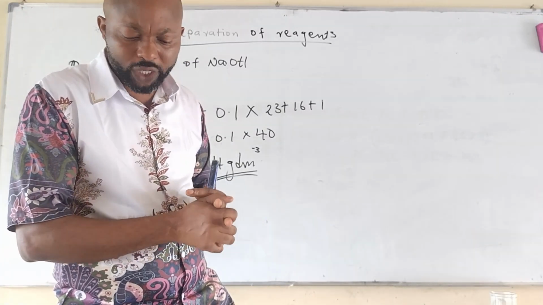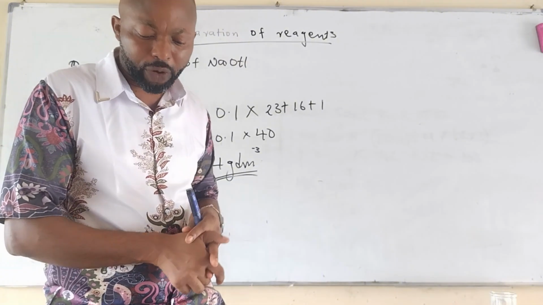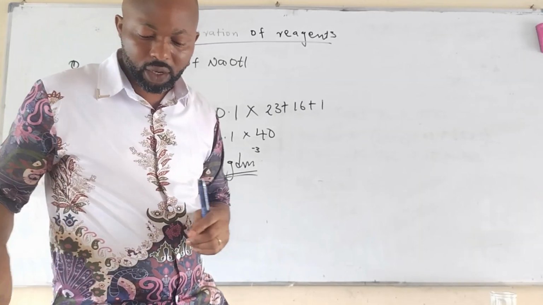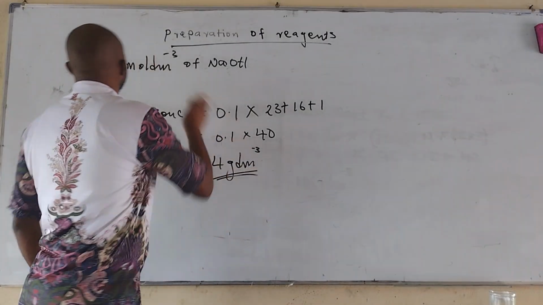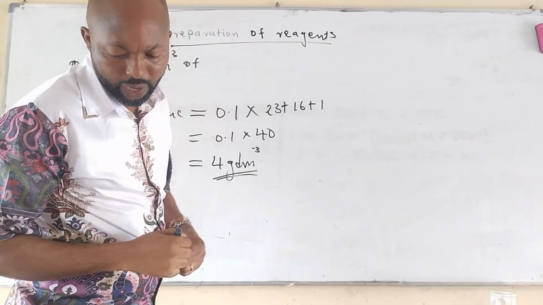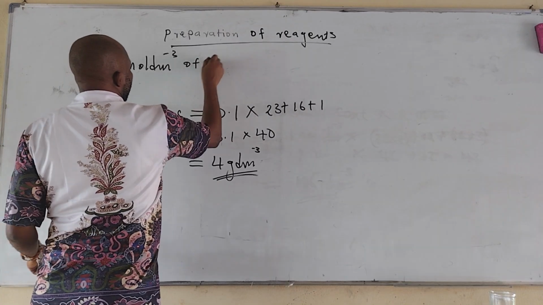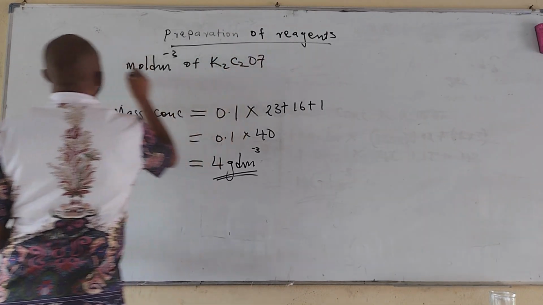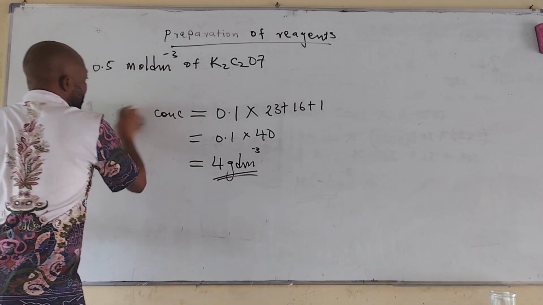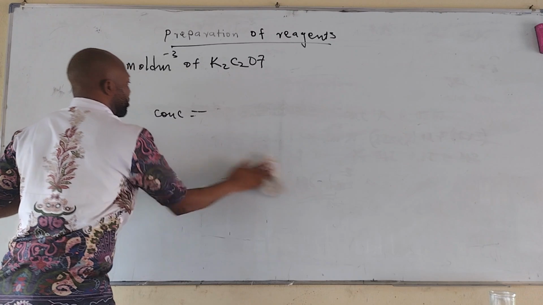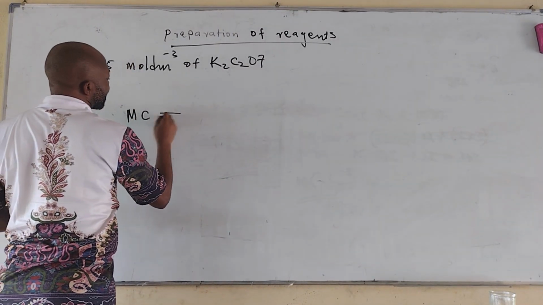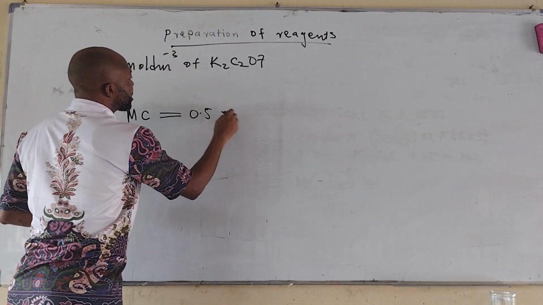So our fourth question is to prepare 0.5 mole per dm³ of potassium heptaoxodichromate(VI). All right, let's do that. 0.5 mole. That's question number 5. So 0.5 is what we need. Let's see that. So I have my mass concentration, let me write it as MC, which is 0.5 times the relative molecular mass.